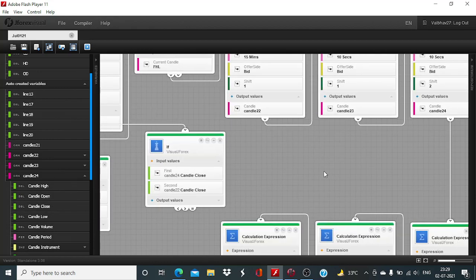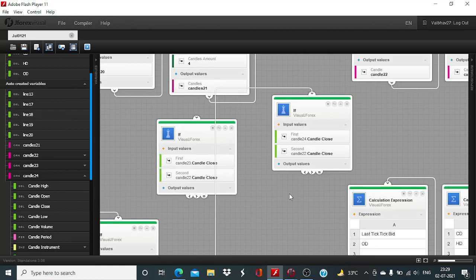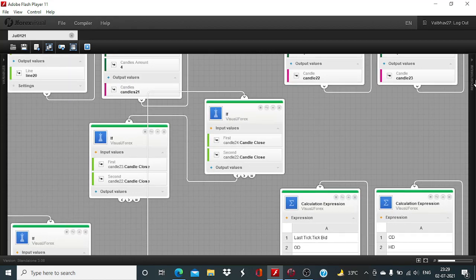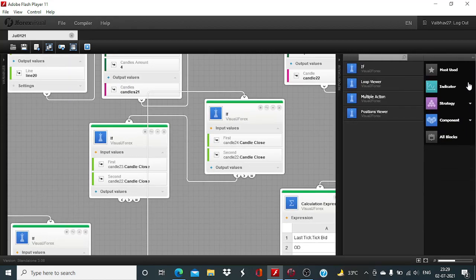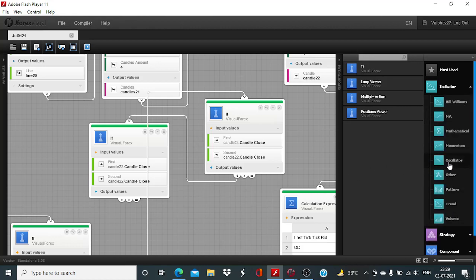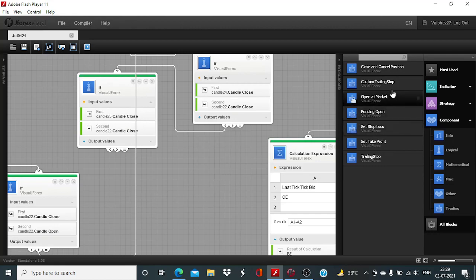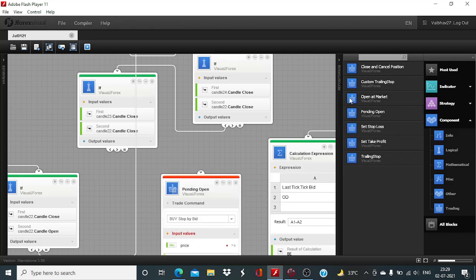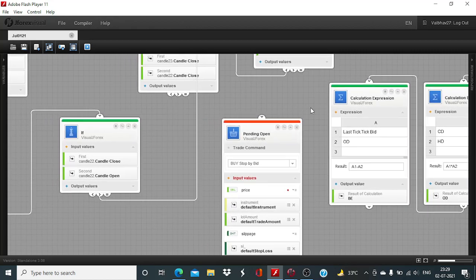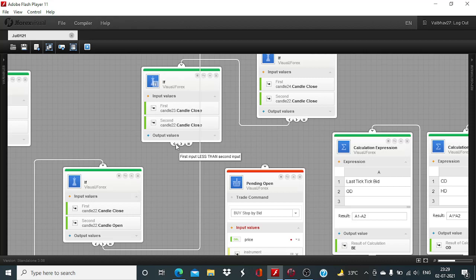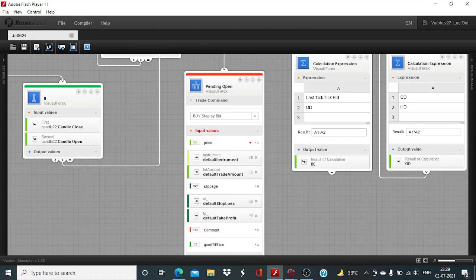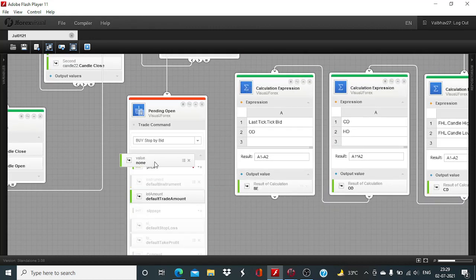All right. This first input less than second input. After that, first input greater than second input. And if we take create command block, open at market. No, we are not going to use open at market. We are going to use pending open. First input greater than second input. Alright. The entry point we have already defined, so that is going to be used here.